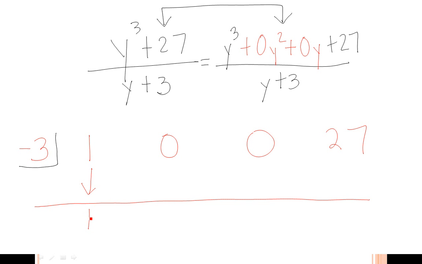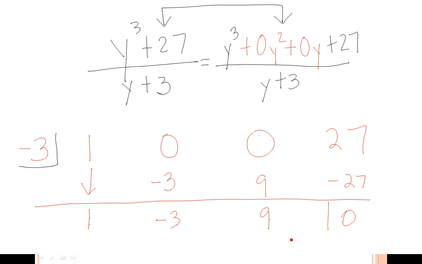So let's multiply. 1 times negative 3 is negative 3. We're going to add the column and get negative 3. We're going to multiply what's below the line times the number in the box. It's positive 9. We add 0 plus 9, which gives us 9. 9 times negative 3 is negative 27. And lo and behold, we have a 0 remainder, which tells me y cubed plus 27 was divisible by y plus 3.